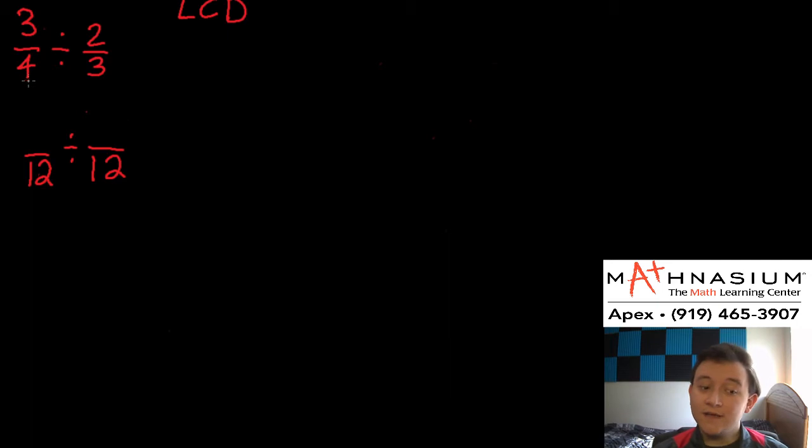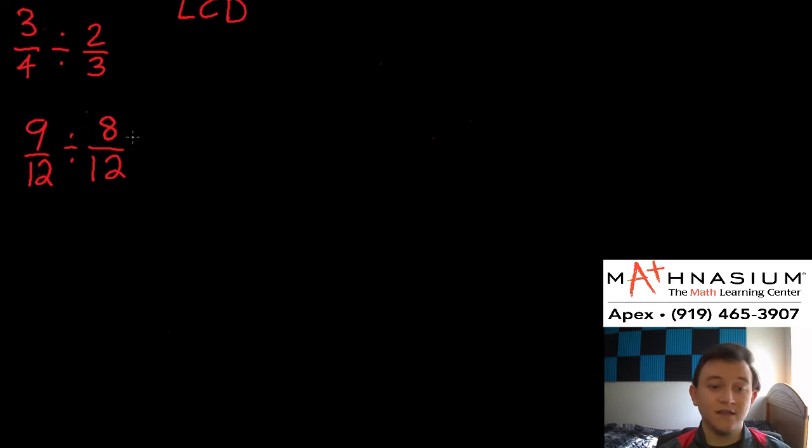So how many times could 4 go into 12 in order to make this fraction equivalent? Well, 4 went into 12 3 times, so we need 3 times to make it equivalent. And 3 times 3 is 9. And we do the same thing for our second fraction. We know that 3 went into 12 4 times, so then 2 times 4 would give us 8.